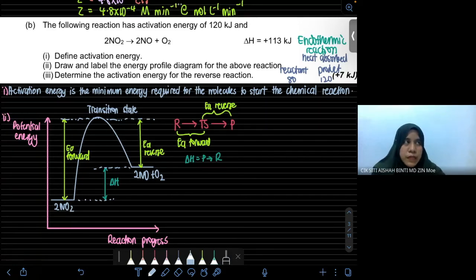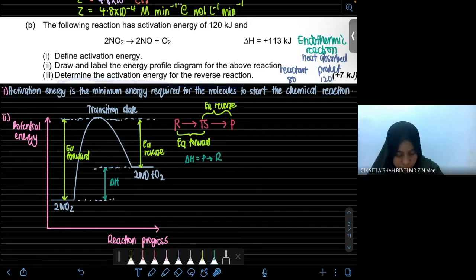For the energy profile diagram, there are indeed many steps. But you should be able to draw it. We definitely need to know how to draw it. But first and foremost, look at what your delta H is. Is it an endothermic or exothermic reaction? Okay, next, they ask you to determine the activation energy for the reverse reaction.